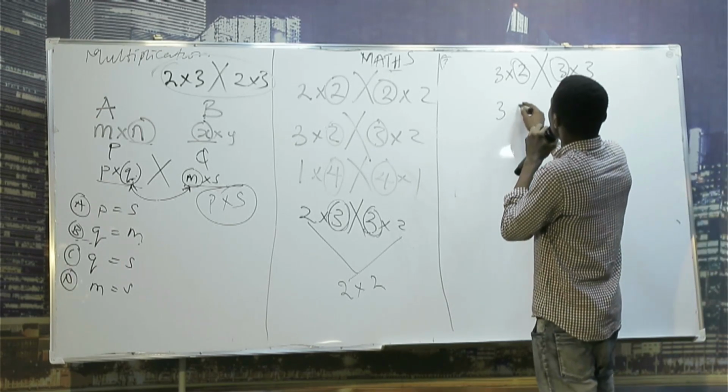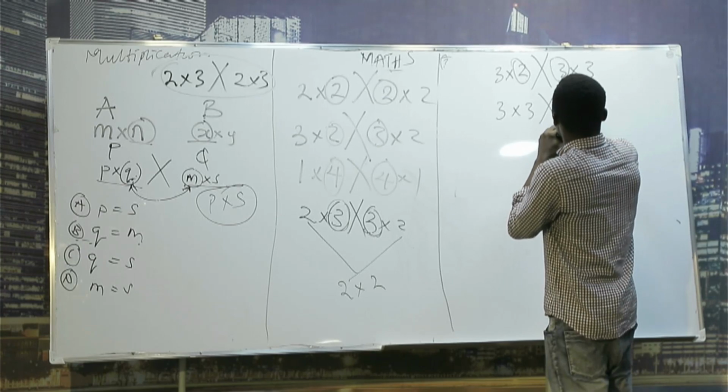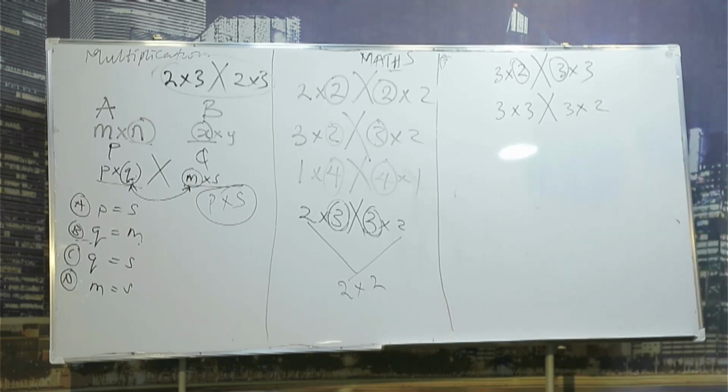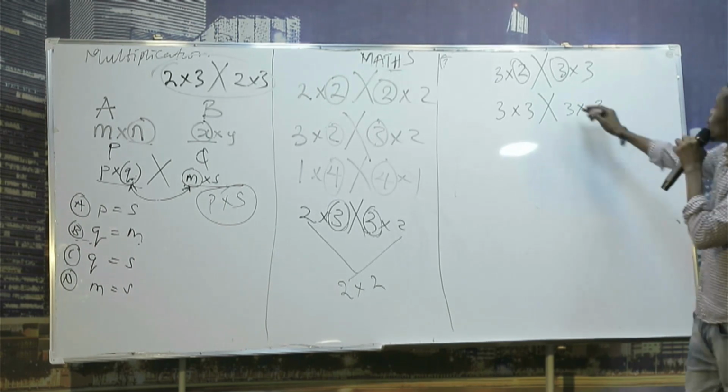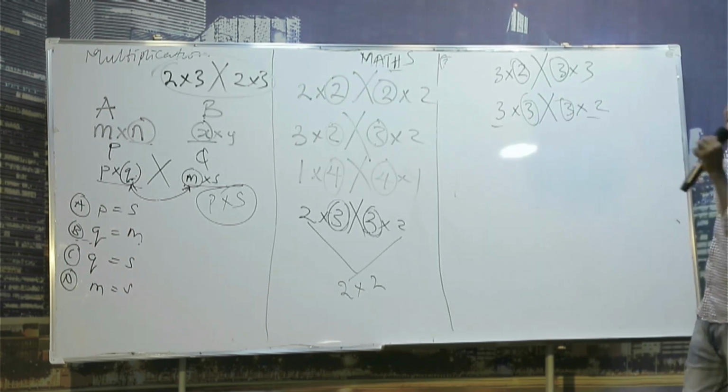Class, if I have a 3 by 3, can I multiply with a 3 by 2? Yes. What is the order of the results? How did you get the 3 by 2? Cancel this. What is left? 3 by 2. Are you with me now?